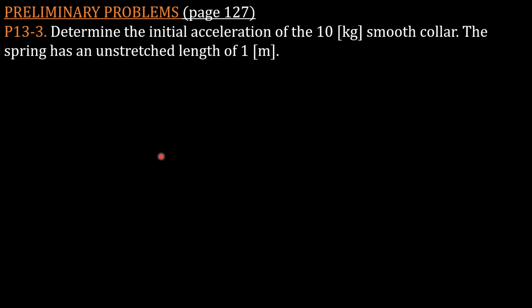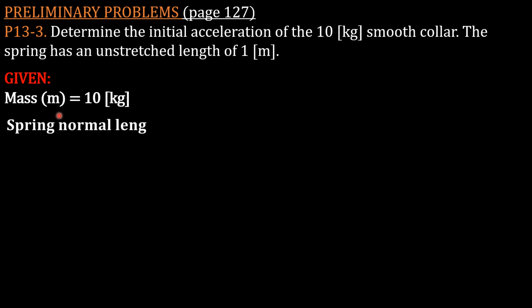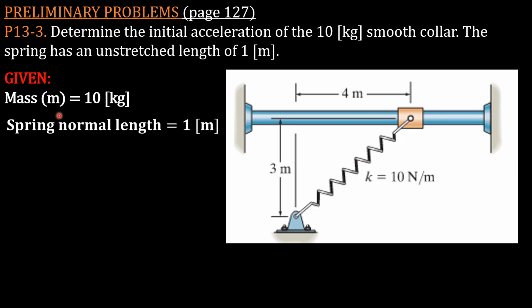The third problem tells us to determine the initial acceleration of the 10 kilogram smooth collar. The spring has an unstretched length of 1 meter. So here we have a mass of a smooth collar of 10 kilogram, and we are told that the spring's normal length, unstretched length, is 1 meter, and that's what we're talking about in here. So this is our collar, 10 kilogram collar, and this is our spring, and this spring has a spring stiffness of 10 Newton over meter, or we can say spring constant of 10 Newton over meter.